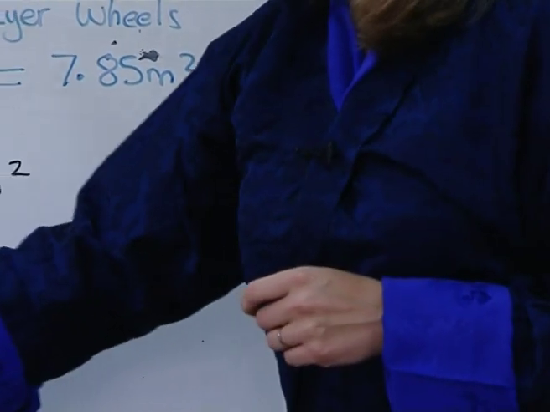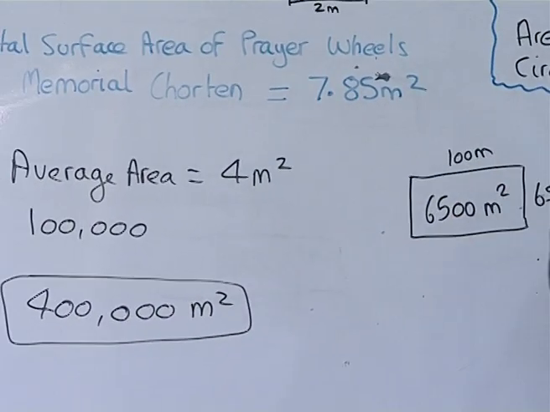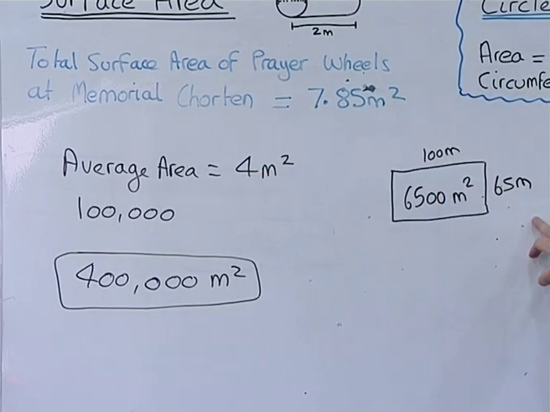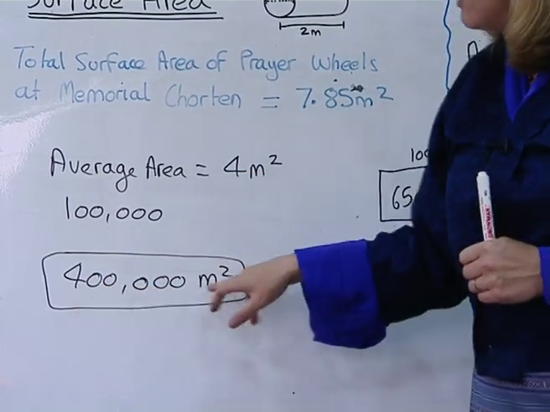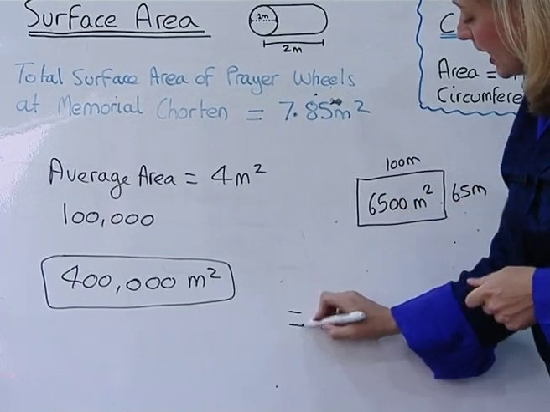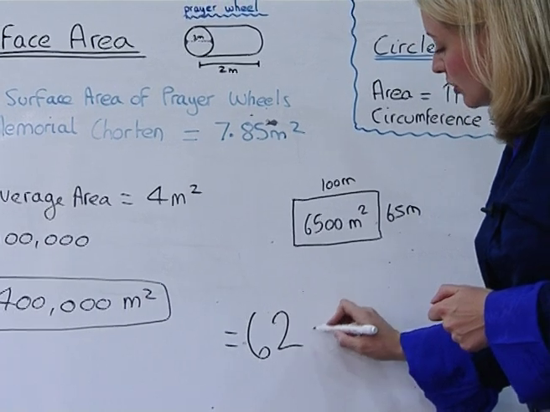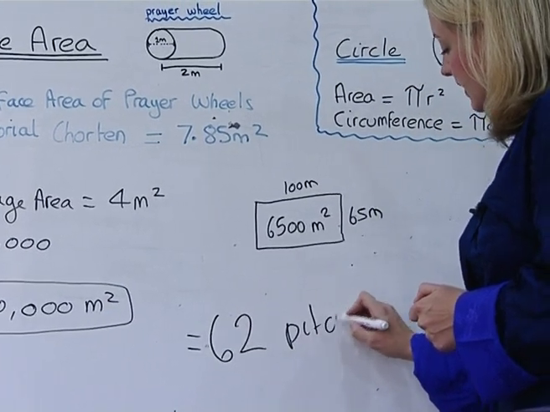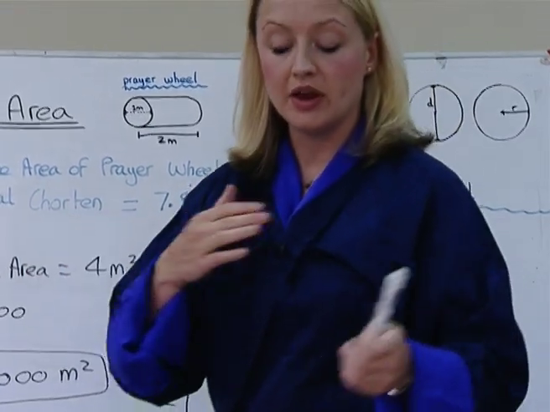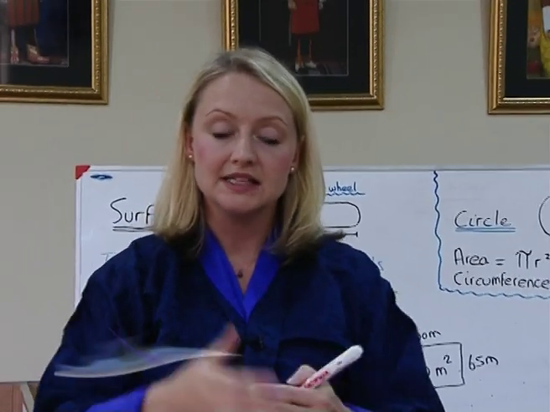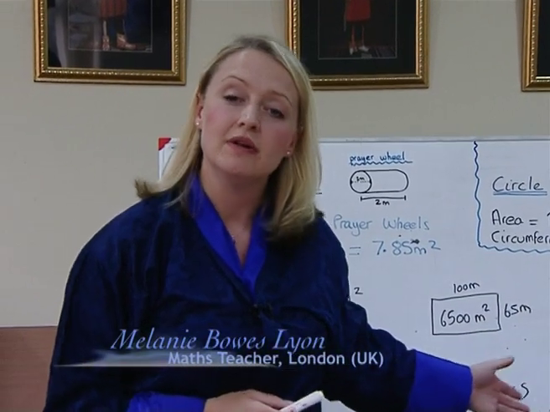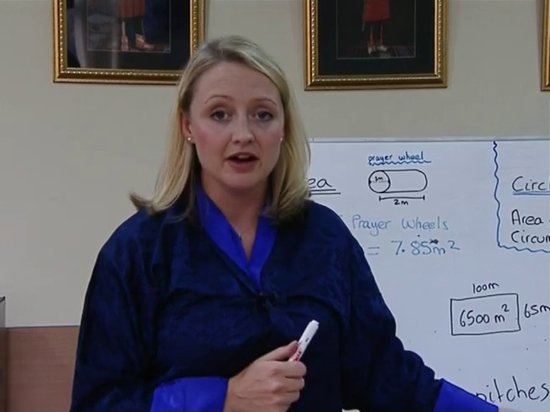If we were to lay all of the prayer wheels out that we've estimated that there are in Bhutan over football pitches, if I take this area and divide by the area for one football pitch, you'll find that you get approximately 62 football pitches. So if we were to take every prayer wheel in Bhutan that we have estimated exists and to lay them out, we would find that we would cover approximately 62 football pitches. That's a large area.